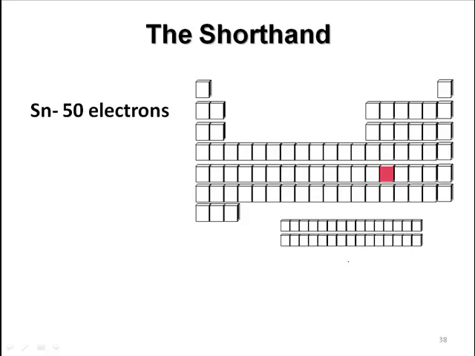Shortcut. First of all, if it asks you to write the entire electron configuration, you'd write out the whole thing. If it doesn't ask you for the entire thing, use the shorthand.